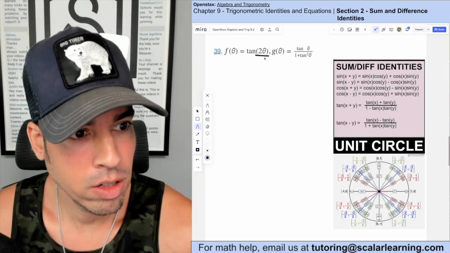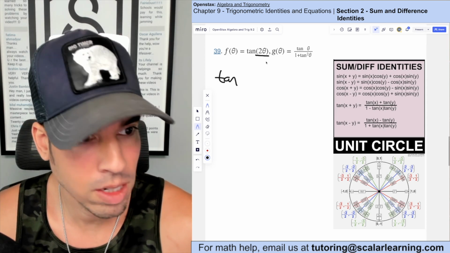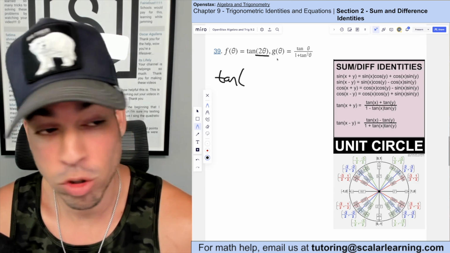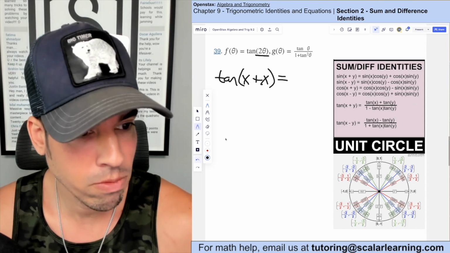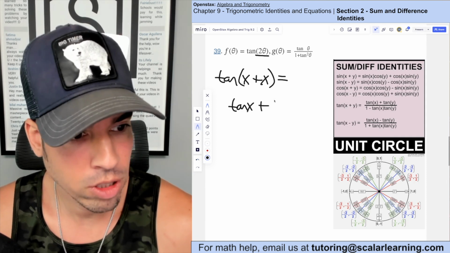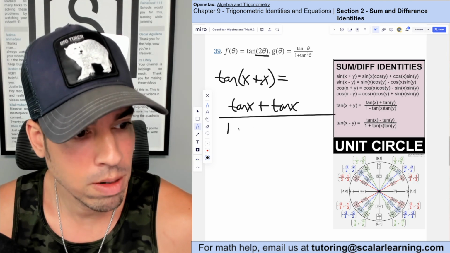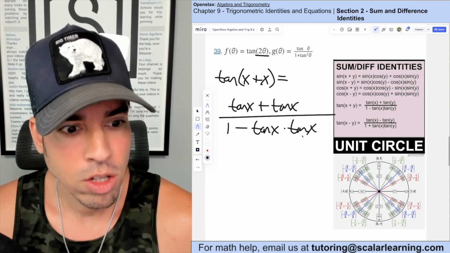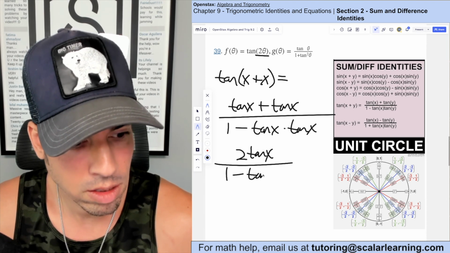So what I'm seeing here is a double angle identity, but we can also use the sum difference identities as well because this is the same as, and I'm going to use x instead of theta, tangent of 2 theta or 2x is the same as tangent of x plus x. And now I can use my nice sum formula because then it's tangent of x, the first argument, plus tangent of x again, the second argument, over 1 minus tangent x times tangent x. So this simplifies to 2 tangent x over 1 minus tangent squared x.